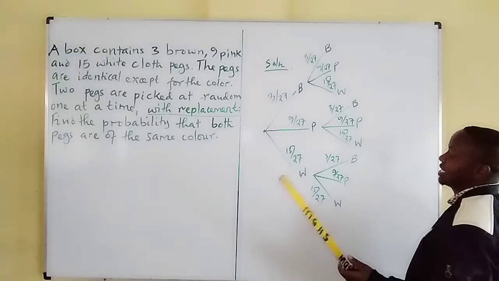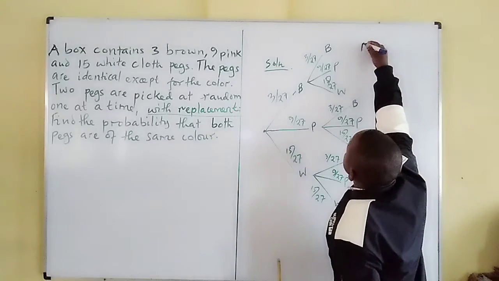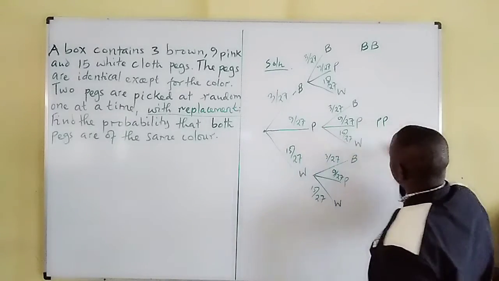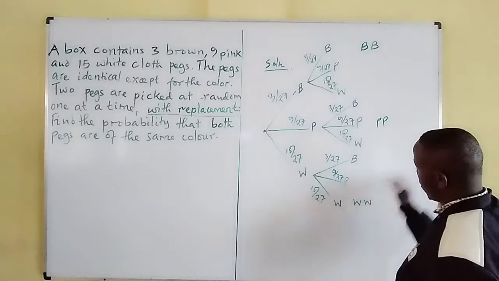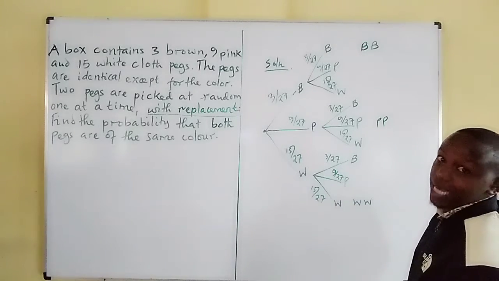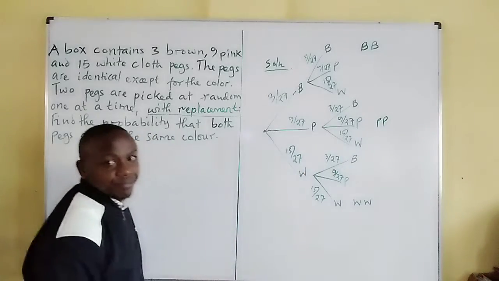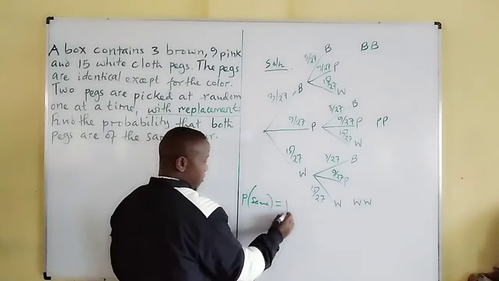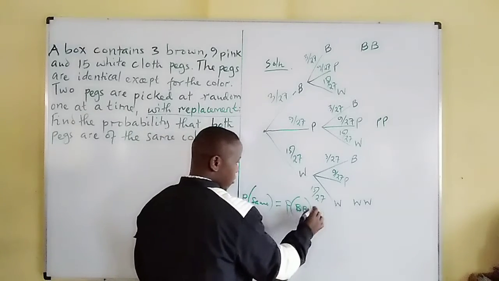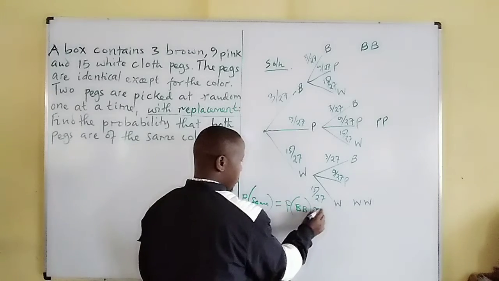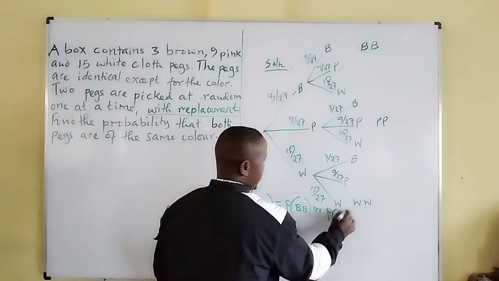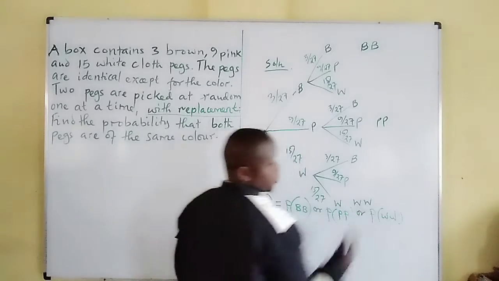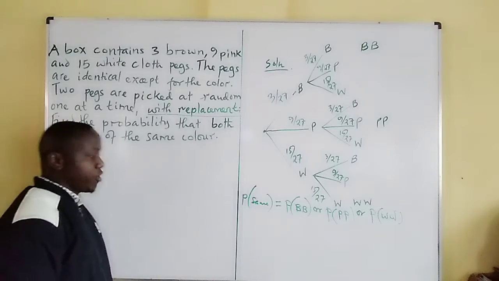Probability that the pegs are of the same color. So the same color can be brown followed by a brown, or pink followed by a pink, or a white followed by a white. So the probability of picking the same color will be the probability of brown, or, probability of pink, or probability of a white and a white. Those are the options which give us a similar color in both pickings.